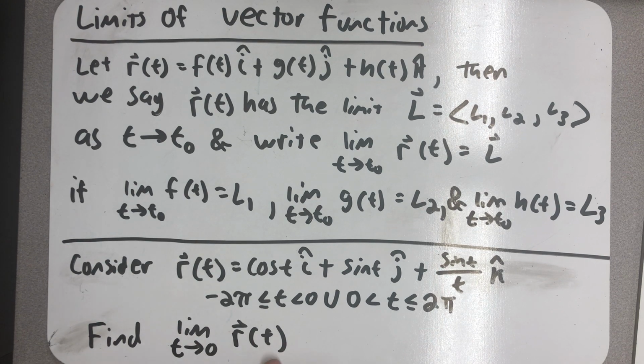Pause the video here and see if you know enough right now to find that limit. So what I'm hoping you did is just simply took the limit as t approaches 0 of each scalar function and wrote that down as a vector.